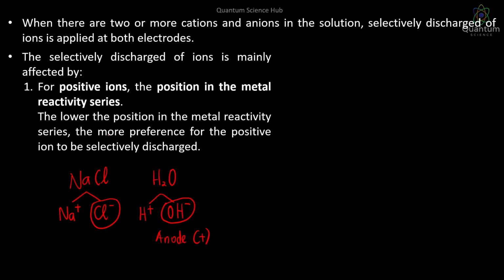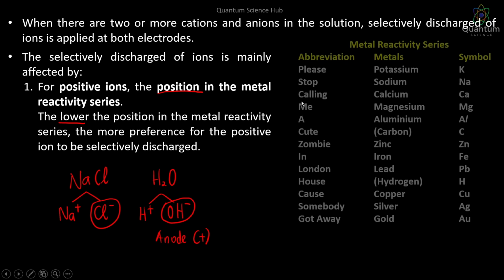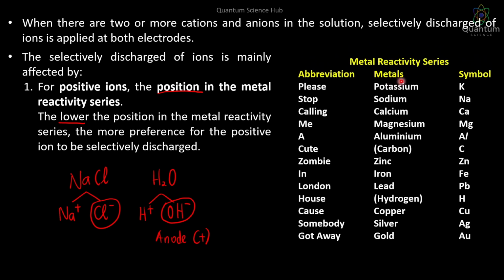Okay, so there's a rule for selective discharge of the ions that applies at both electrodes. For positive ions, it is based on the position in the metal reactivity series, and we are choosing the lower position in the metal reactivity series. Now, what is the metal reactivity series? So this is the metal reactivity series. It starts from potassium, which is the most reactive metal, and gold as the least reactive metal or very unreactive. And this metal reactivity series should be in order.